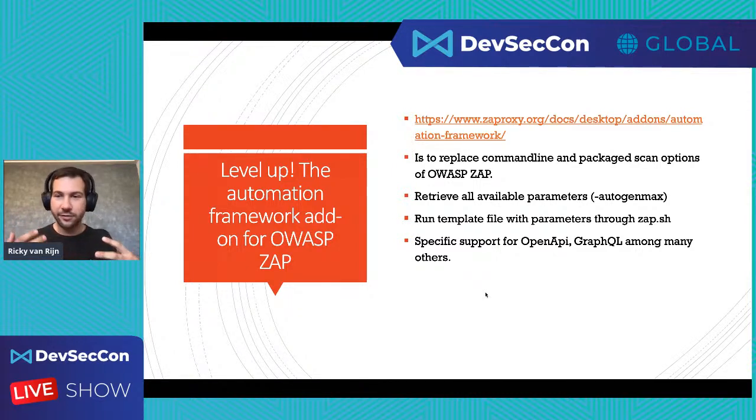And for support, I can only advise to use the auto generation options, and I stated here in the presentation the AutoGen Max, and that's going to generate a YAML file with all the possible parameters which you can use for the automation framework to run. And of course, you don't need to implement them all, but it gives you a view of what's possible at this moment. Of course, in time, it gets extended and extended, but again, the AutoGen Max takes you to all the parameters which are available.